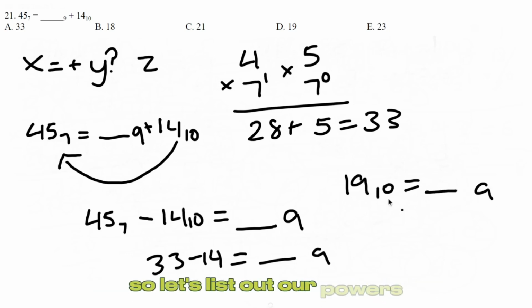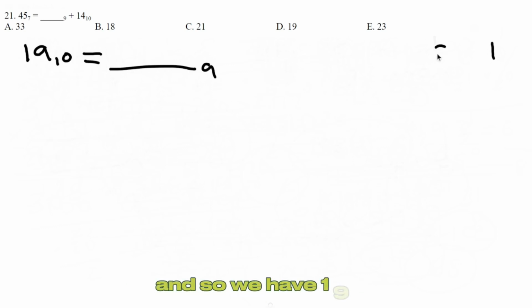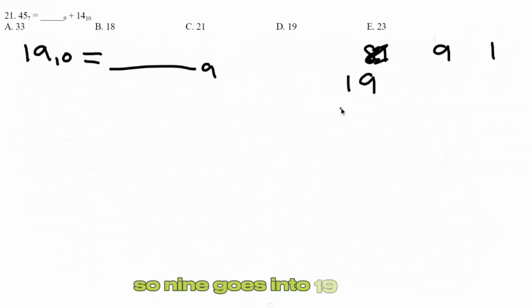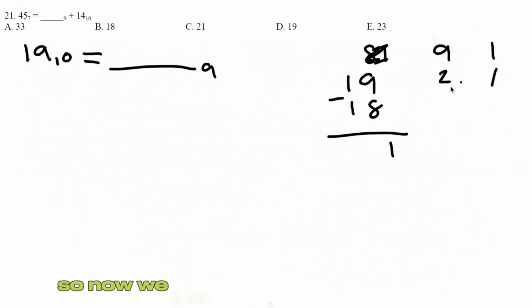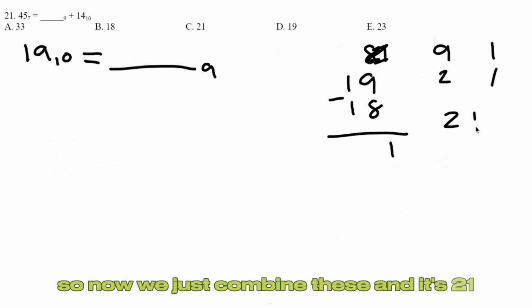So let's list out our powers. So we have 1, 9, 81, but 81 is bigger than 19, so we don't need it. So it's just 9 and 1, and we have our number 19. So 9 goes into 19 twice, because 9 times 2 is 18. So 2, and we subtract 18. That leaves us with 1. And 1 goes into 1 once. So now we just combine these, and it's 21. And that's your answer.